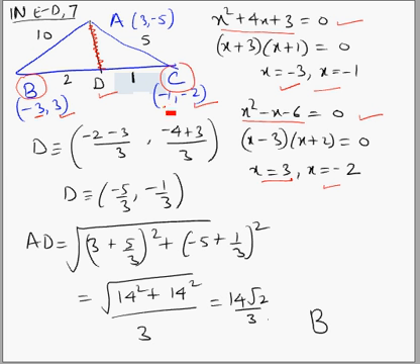2 into minus 1 plus 1 into minus 3, divided by the sum of the ratios, equals the x coordinate of D. Similarly, 2 into minus 2 plus 1 into 3, divided by the sum of the ratios, is the y coordinate of D. These are the coordinates of D. Now we apply the distance formula and simplify it. This is what we are getting, and the answer is B.